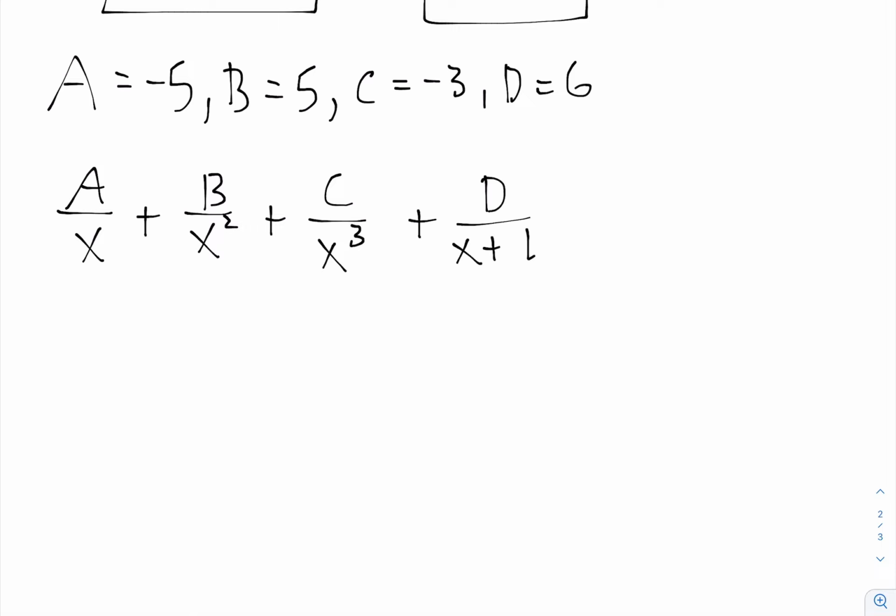Okay, so a was negative 5. So let's go negative 5 over x. b was positive 5, so plus 5 over x squared. c was negative 3, so we're going to go minus 3 over x cubed. And then d was positive 6, so plus 6 over x plus 1.